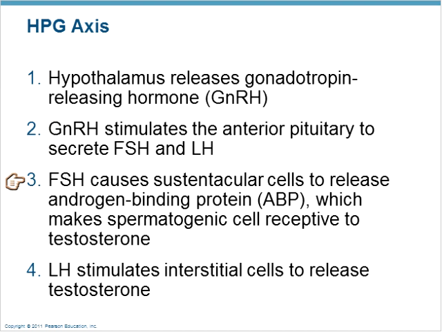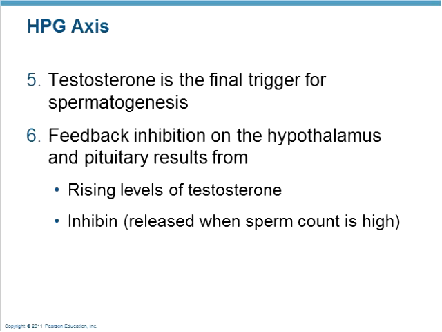FSH causes the sustentacular cells to release androgen-binding protein, ABP, which makes the spermatogenic cell receptive to testosterone, and so that helps develop the sperm. The LH stimulates interstitial cells to release testosterone. So LH is responsible for testosterone, FSH is responsible for developing the sperm. Testosterone is the final trigger for spermatogenesis, and the feedback inhibition of the hypothalamus and pituitary results from rising levels of testosterone, and inhibin, which is released when the sperm count is really high.